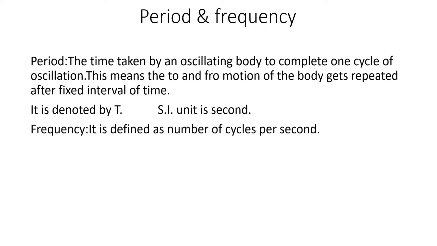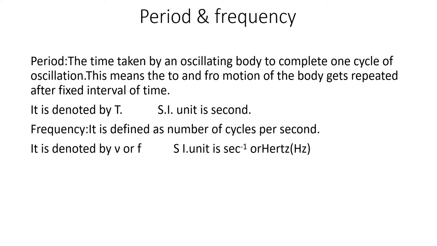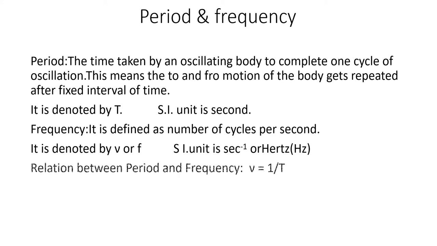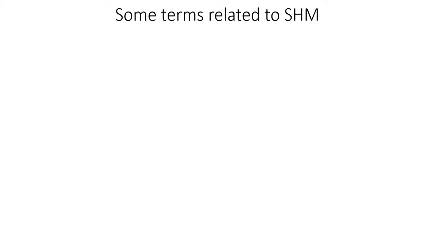And next we are going to discuss frequency. It is defined as the number of cycles per second, meaning the number of oscillations in 1 second. We denote it either by nu or by f, and its SI unit is per second or hertz. And you know the relation between frequency and time period, that we already discussed in the chapter motion in a plane. Frequency is given by 1 by time period. So these relations are very important to solve problems.